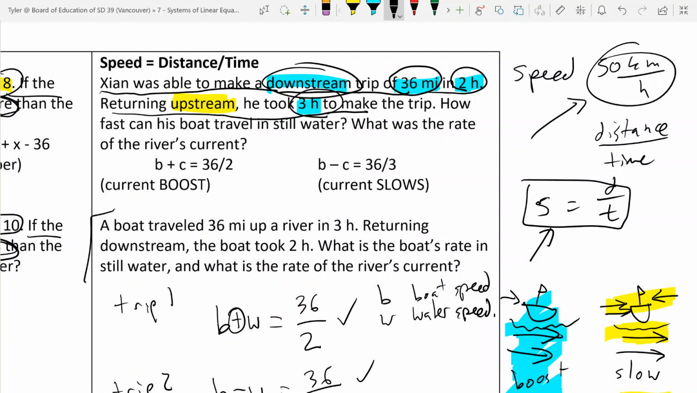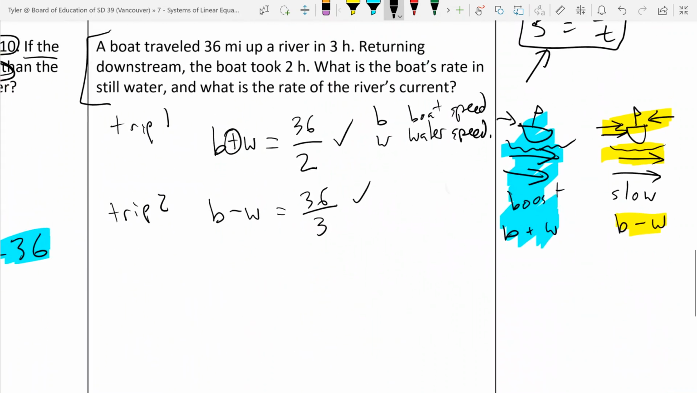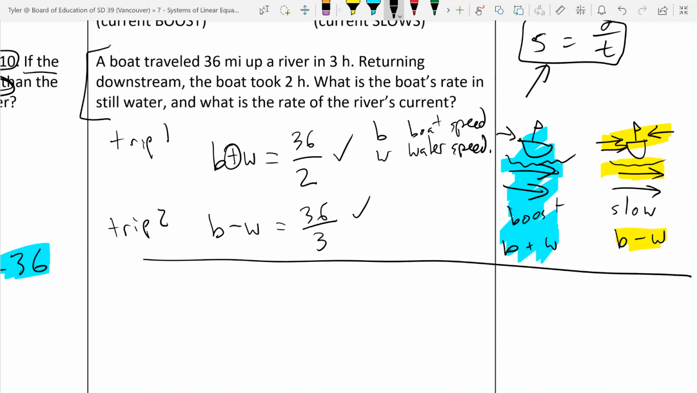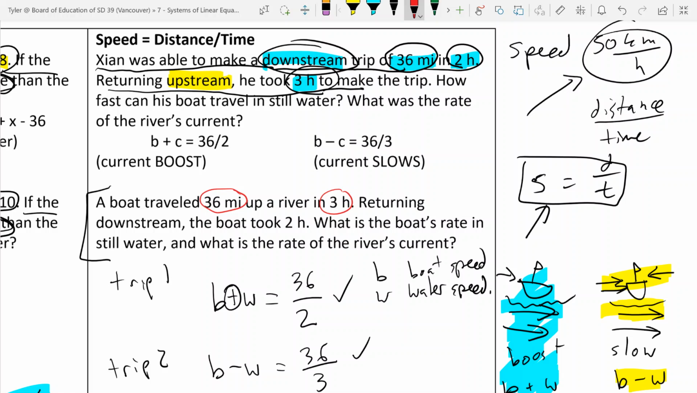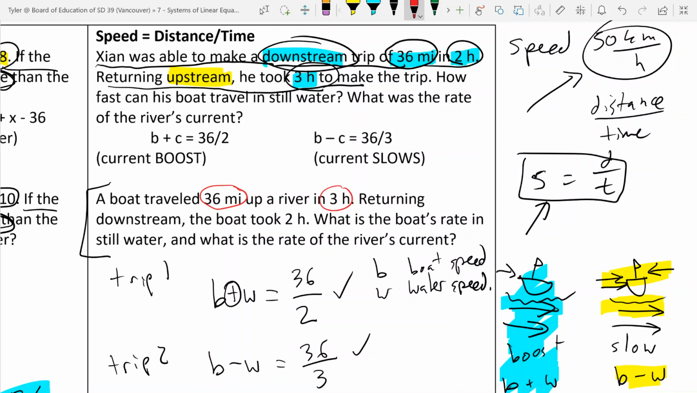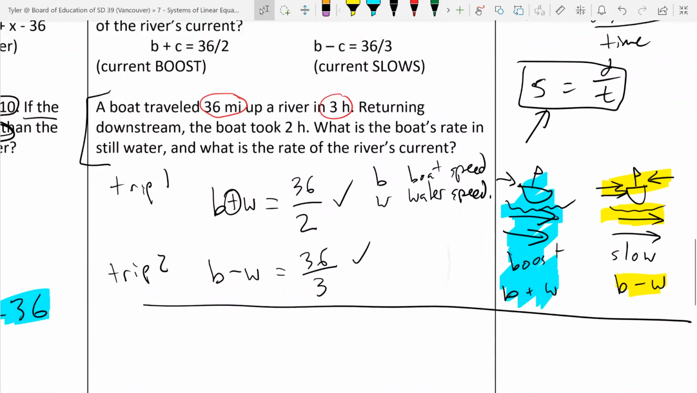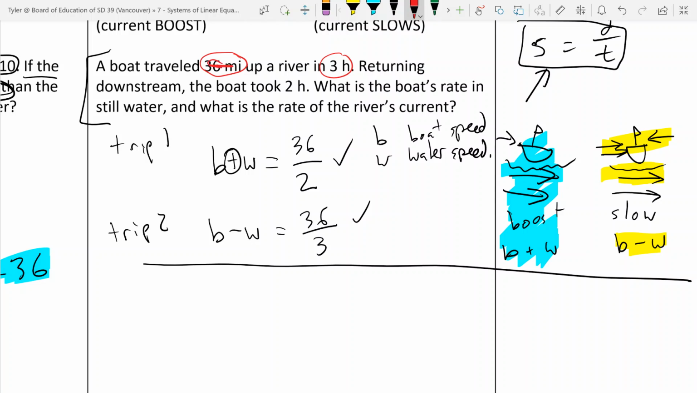So let's try to do the second one. We'll flip down a bit and get some more space. Okay. Boat traveled 36 miles up a river in 3 hours. Oh my gosh, that's the exact same question. Oh well, okay. We'll just change the numbers. So we'll make it 54 miles, and it'll take him like 5 hours, whatever. But then when he returns downstream, it only took him 4 hours.